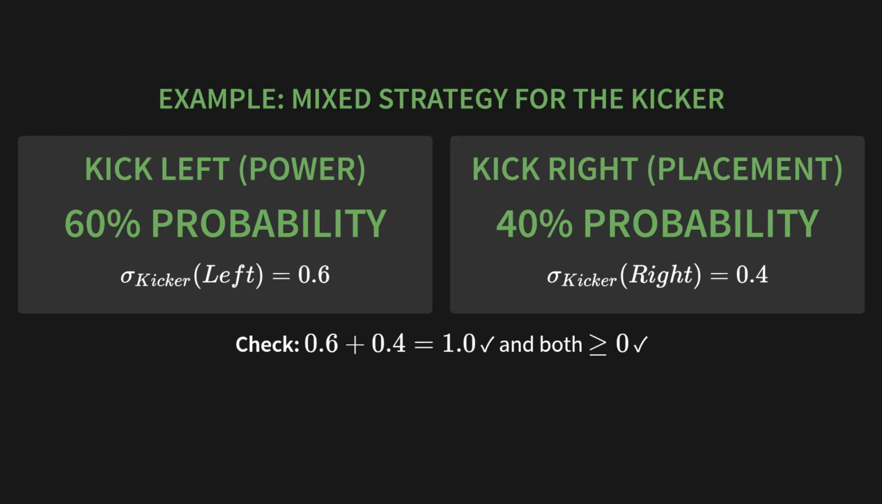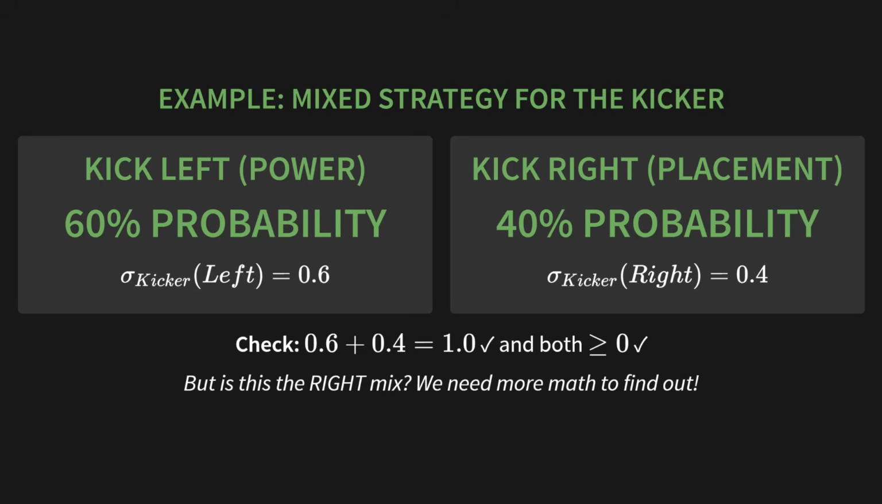And so, for example, a mixed strategy for the kicker might be to kick left with a 60% probability and kick right with a 40% probability. You can see 0.6 plus 0.4 equals 1. It's a valid strategy. But is this the right mix? We'll need a bit more math to find out.